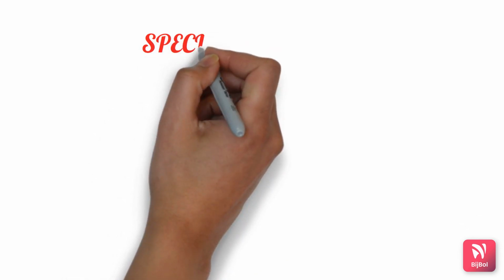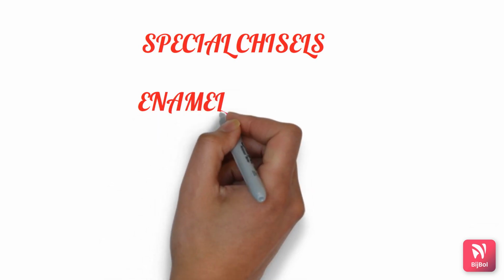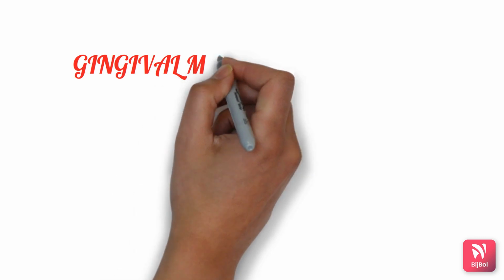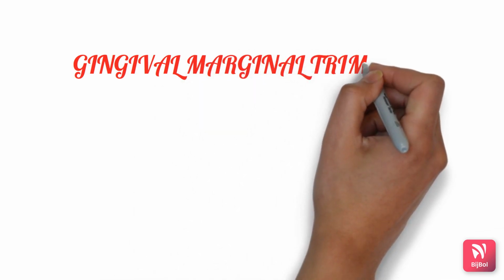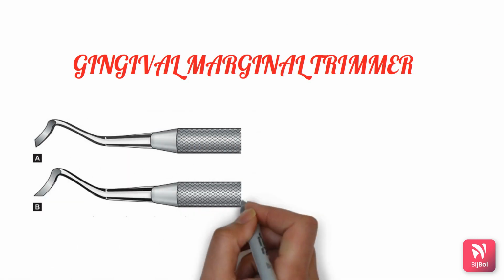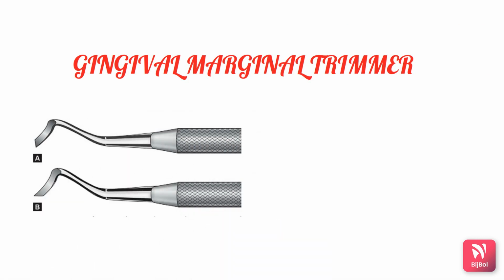Next, we can see the special types of chisel such as the enamel hatchet. This is a special chisel, has a straight blade which makes it a single plane instrument. The cutting edge is in a plane parallel to the long axis of the handle. Next, we can see the gingival marginal trimmer, which is a modified enamel hatchet, has two distinct modifications from the enamel hatchet. In the gingival marginal trimmer, the blade is curved, which makes it a double plane instrument, and enhances its lateral scraping action.